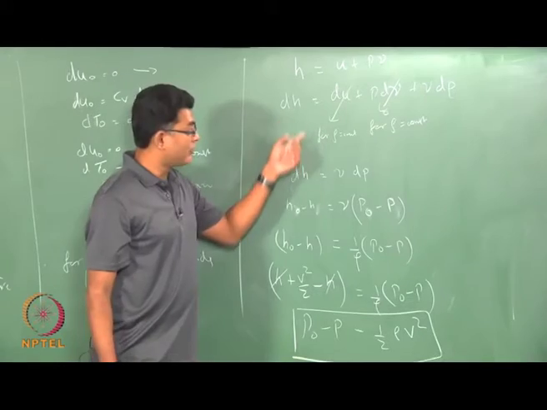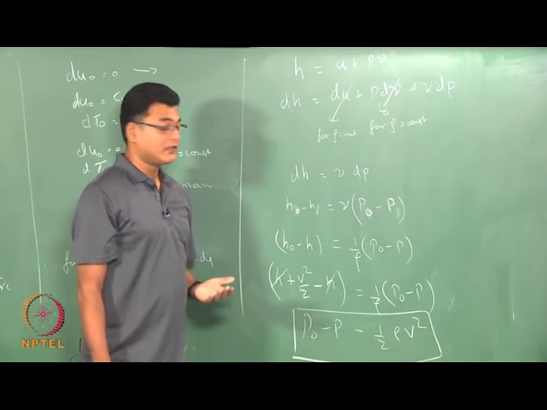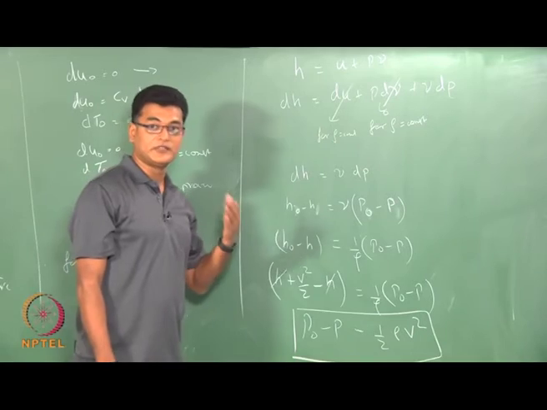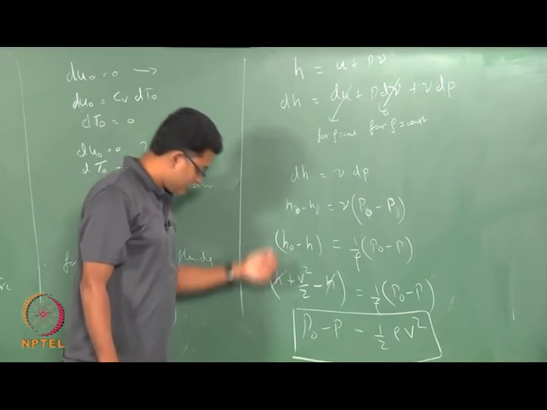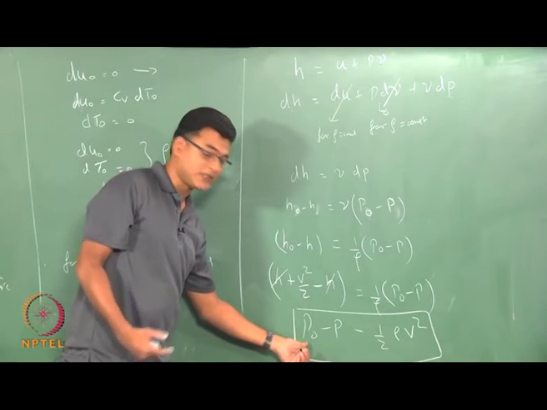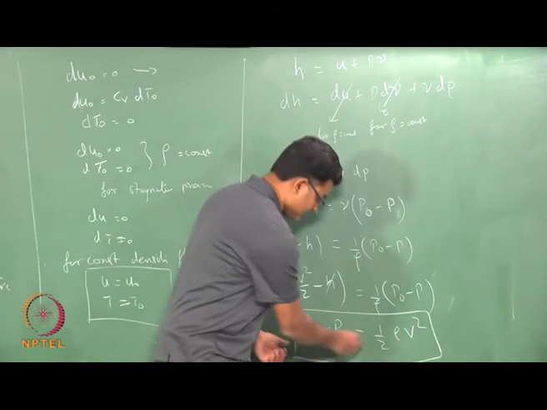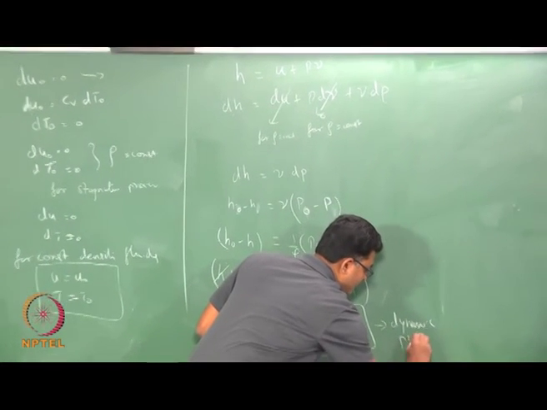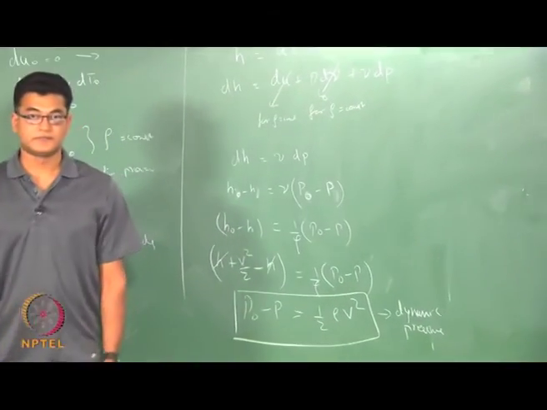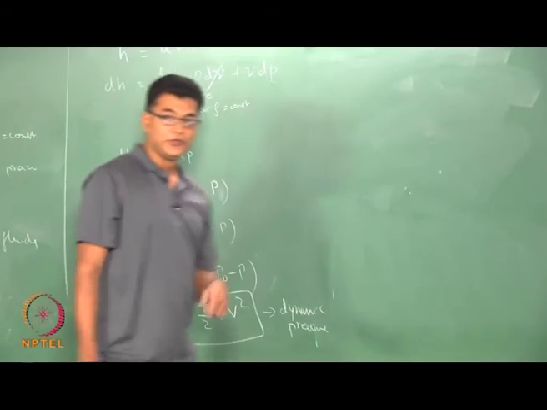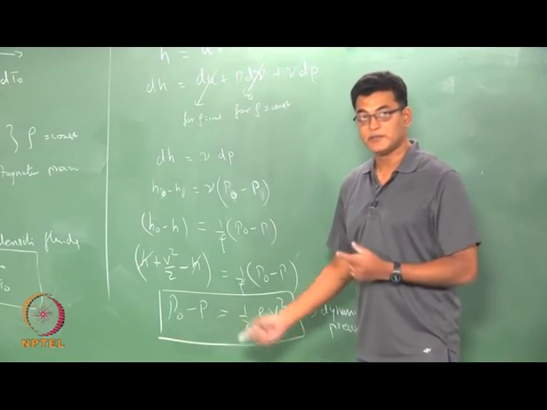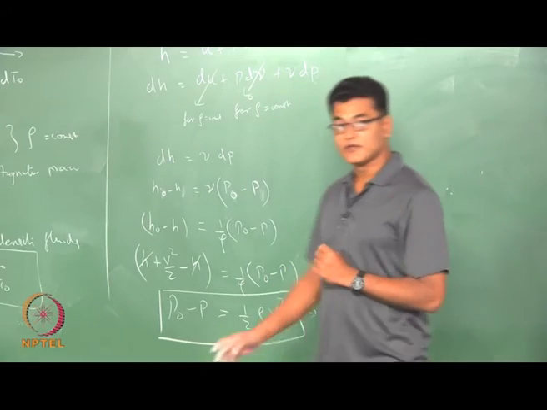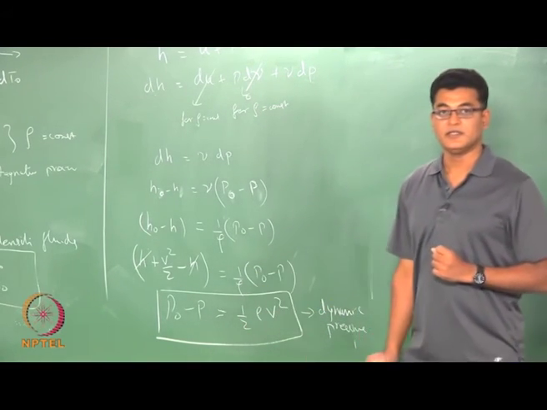So, a constant density fluid undergoing the stagnation process, a constant density fluid which has a velocity V is taken to a situation where the velocity is 0 isentropically with no heat and no shaft work, then this relation holds, where your P0, which is the stagnation pressure, minus your P, the static pressure, is 1 by 2 rho V square, which is typically called the dynamic pressure for a constant density fluid. Okay. So, your T is the same as your T0, u is the same as your u0, but P is not the same as your P0. So, the stagnation pressure minus your static pressure for a constant density fluid is your dynamic pressure.